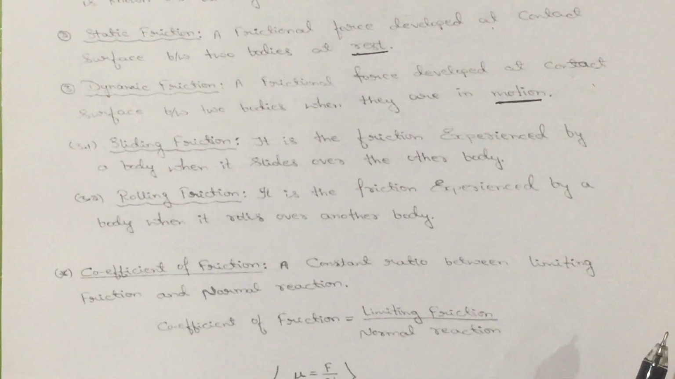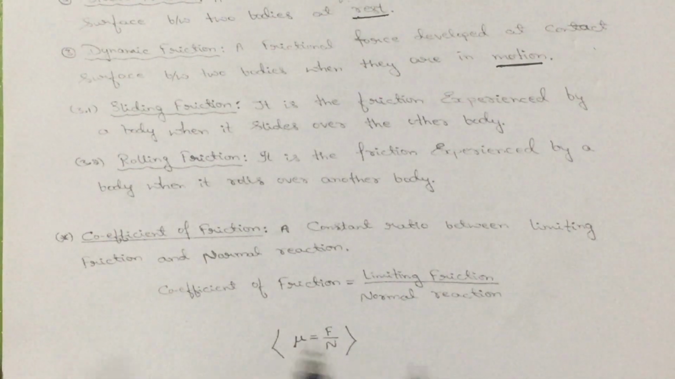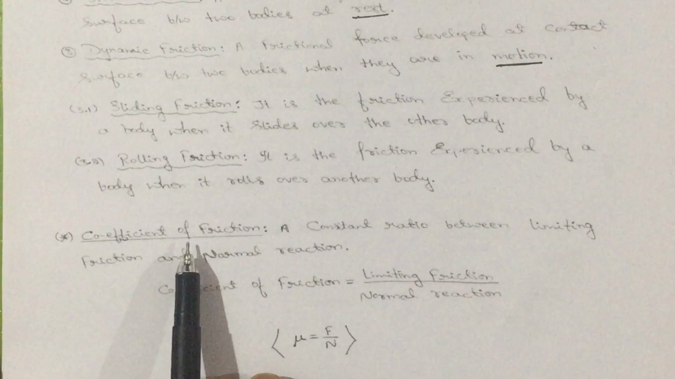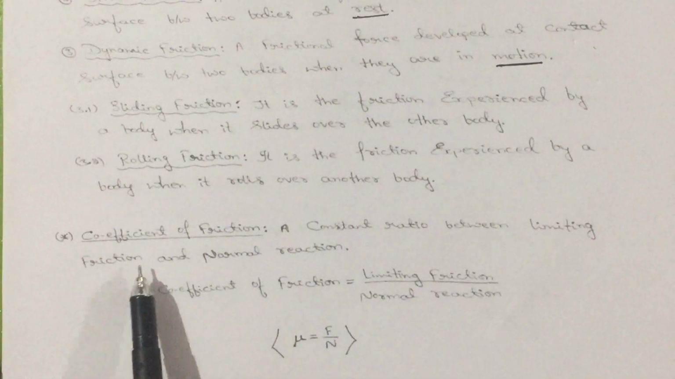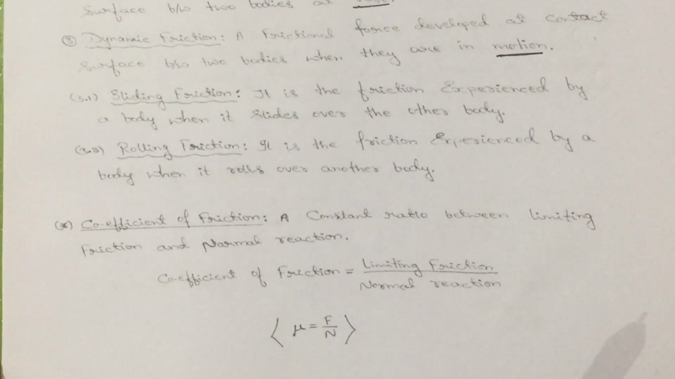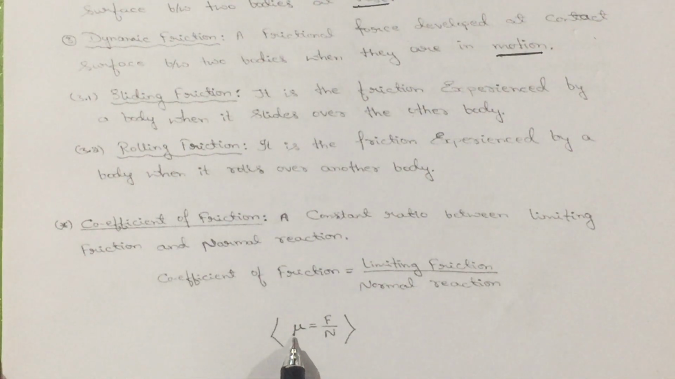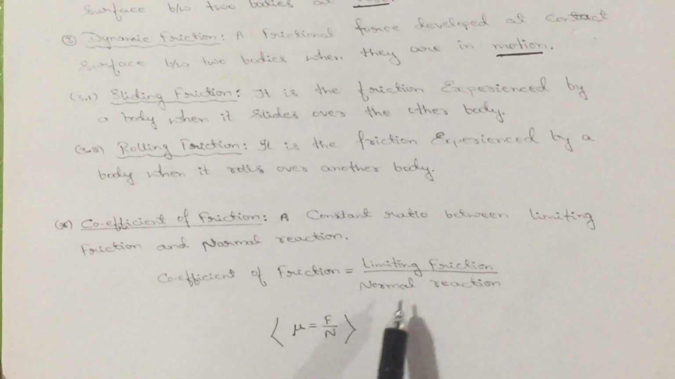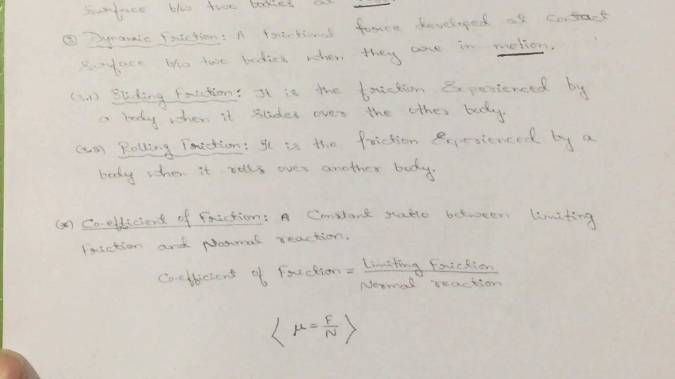Okay. Then, what do you mean by coefficient of friction? This is very important from the numerical aspects. It is the constant ratio between the limiting friction and the normal reaction. The coefficient of friction is denoted by mu, limiting friction is F, and normal reaction is N. The ratio of F to N is known as mu, that is the coefficient of friction.